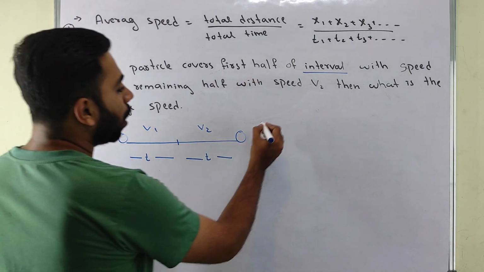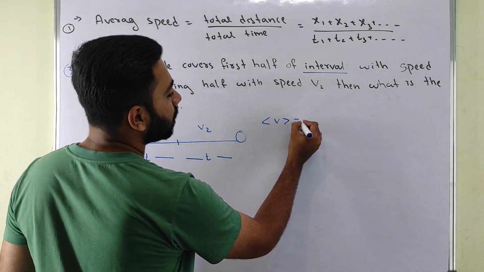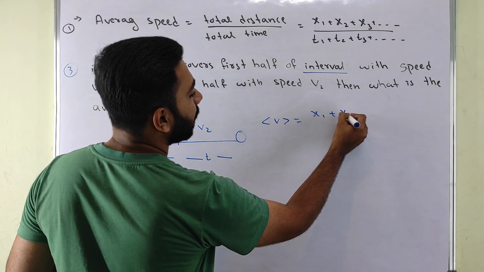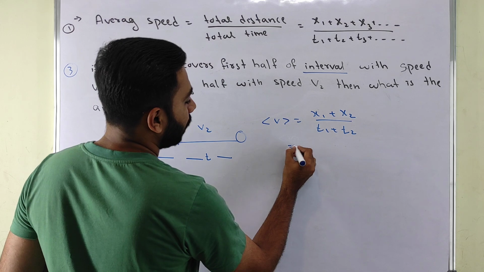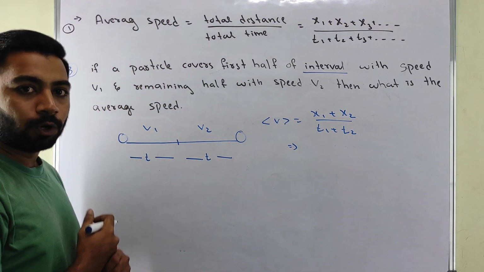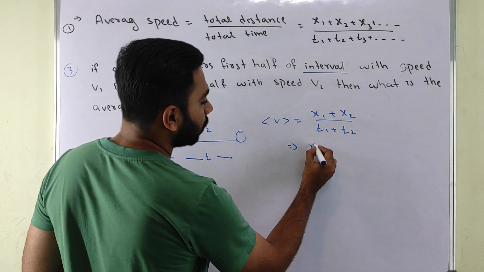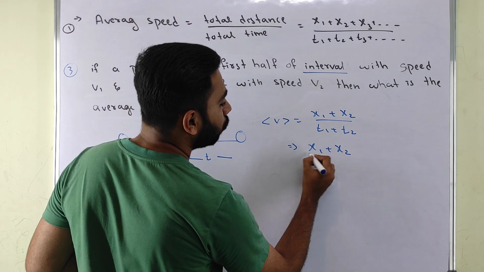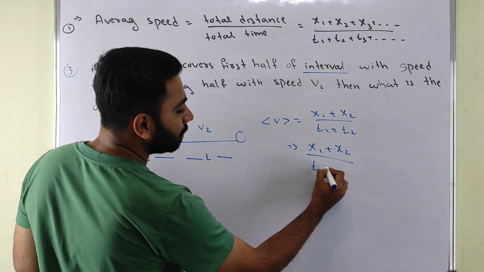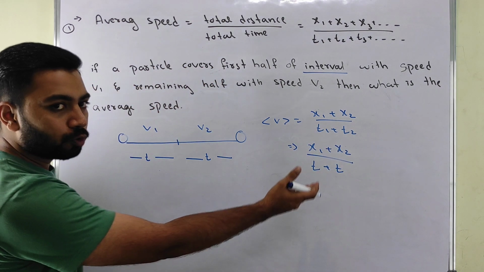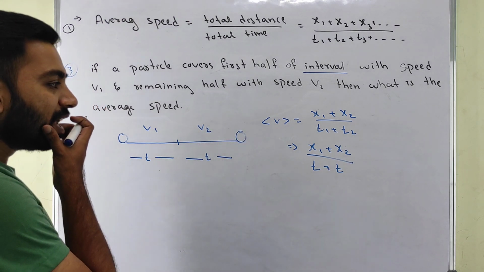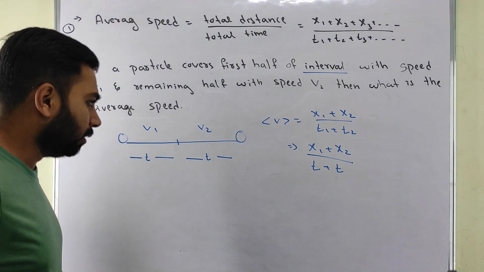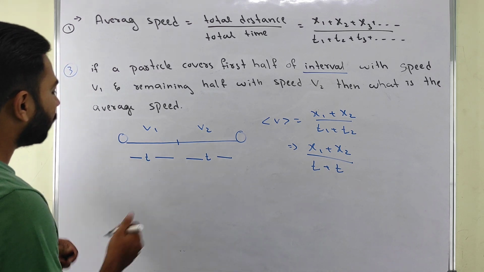Now, average speed is equal to, we know, x1 plus x2 divided by t1 plus t2. Here, x1 and x2 values we don't know. But the t value we know, which is the same, t plus t, or t by 2, t by 2. Again the same we will get. Now here how to find x values? See, the same way we can find x value.